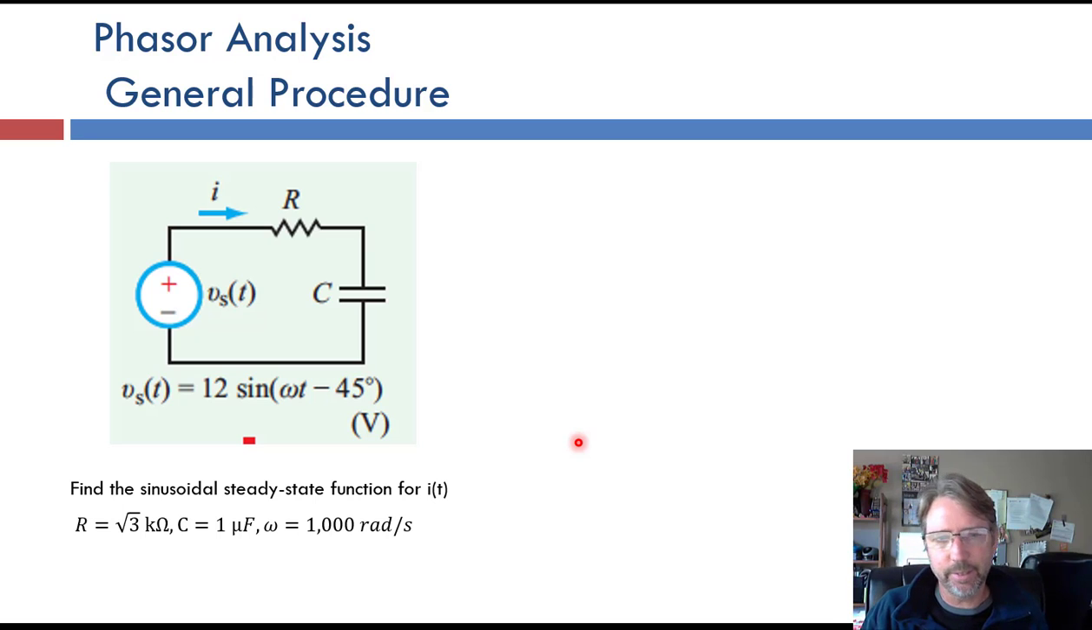All right, so let's try this on a circuit. We are going to analyze this RC circuit, and we have a sine wave for V. So Vs is 12 times sine of omega t minus 45 degrees, in units of volts. And we're trying to find the steady state function for I of t. So this is a sinusoidal steady state. That means phasors. We're trying to find the current as a function of time, and we have values for the resistor, square root of 3 kiloohms, 1 microfarad for the capacitor, and omega is 1,000 radians per second.